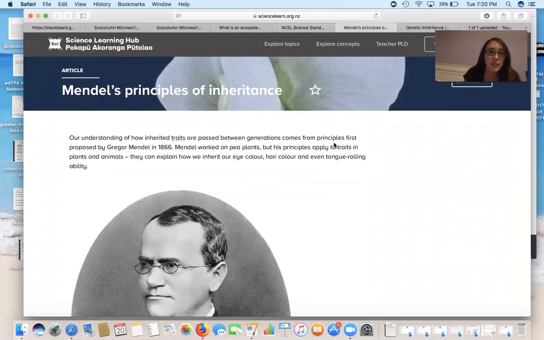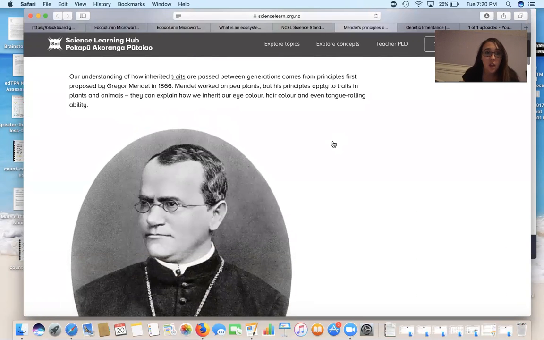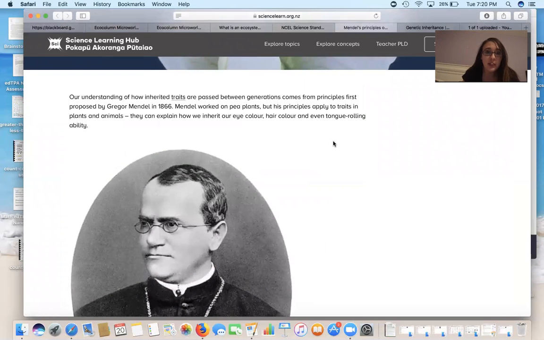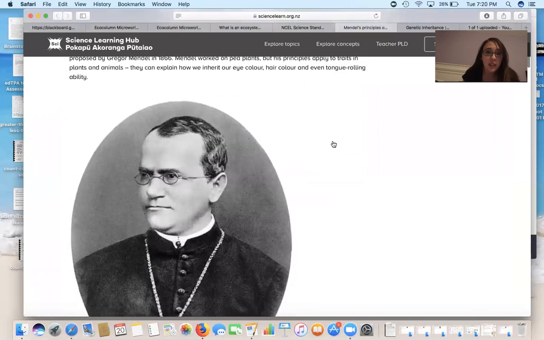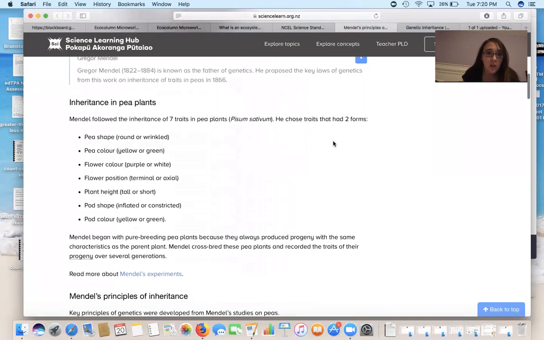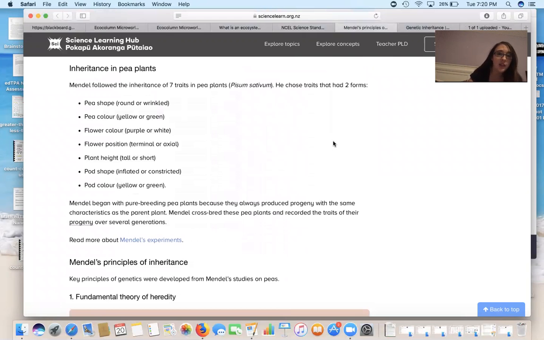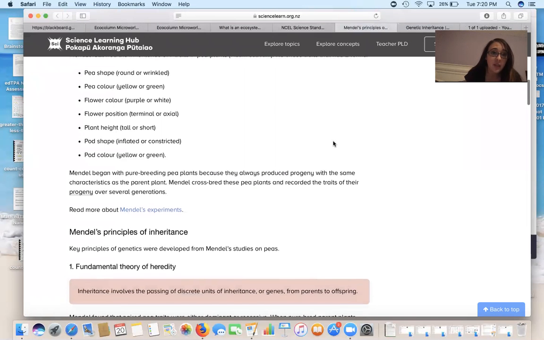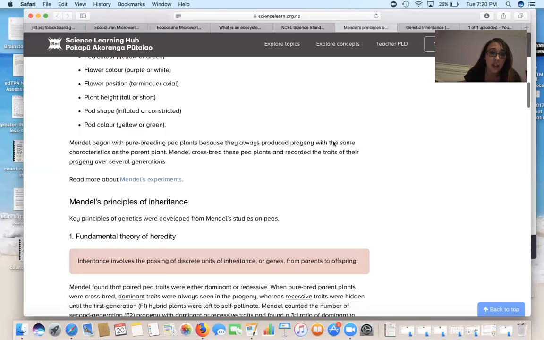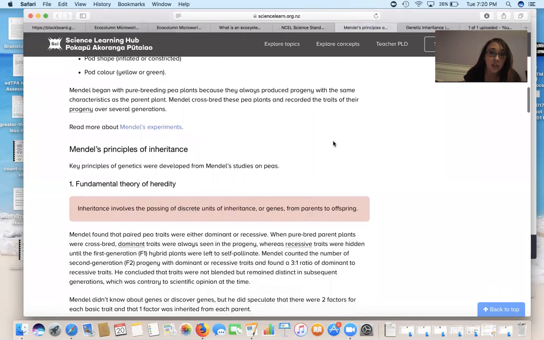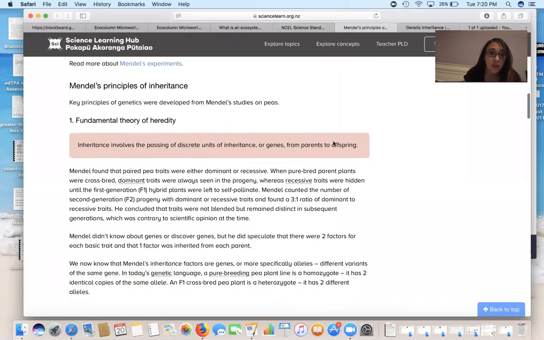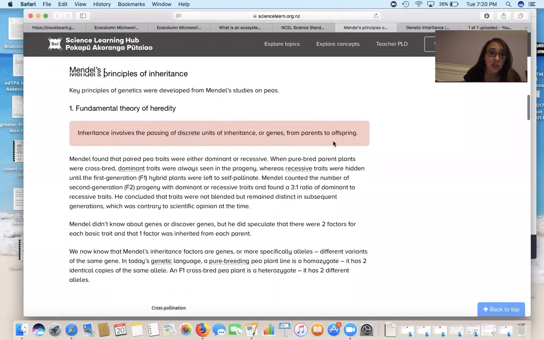This resource looks at Mendel's principles of inheritance. This is inherited traits that are passed down from generations. This was discovered by Mendel. So he followed the inheritance of 7 traits in pea plants: the shape, the color, the flower position, plant height, and pod shape and pod color. He began with purebred pea plants to see how they would reproduce. Principles of inheritance are a fundamental theory of heredity.